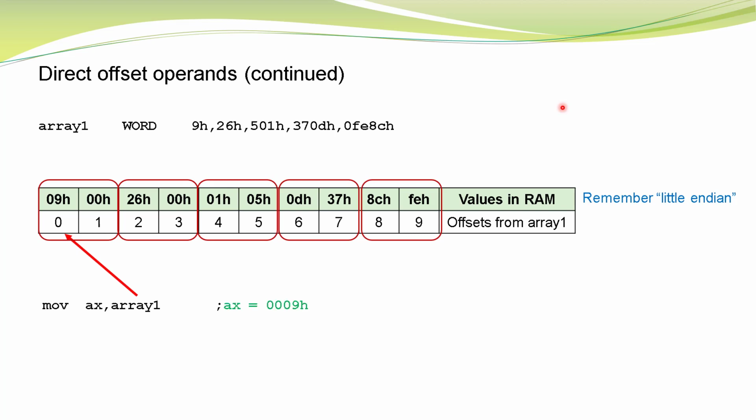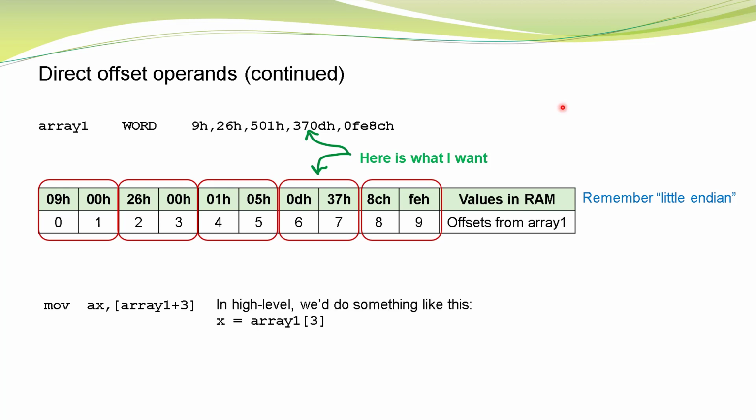That works great. And I do this. Here's what I want right here, right? 370D hex. And in high level, I'm thinking, okay, if I want the fourth thing in an array, I just put an index of 3 in the brackets. In assembly, here's what it gets you.